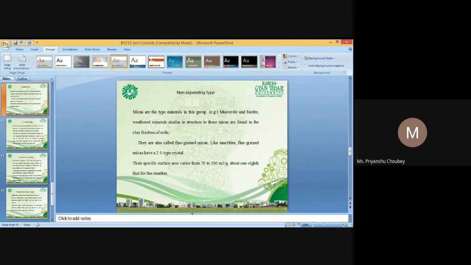Now, according to soil taxonomy, the first feature is the diagnostic horizon. That is most important. Diagnostic horizons.